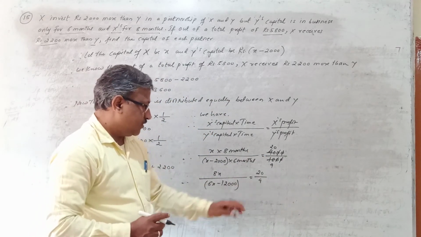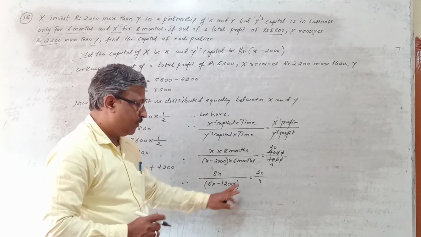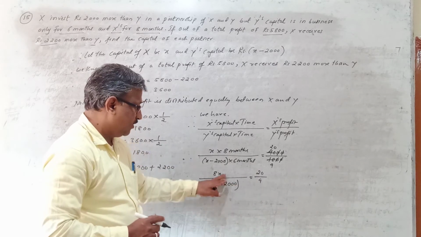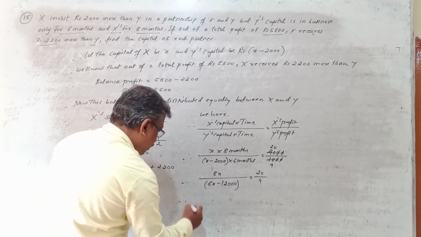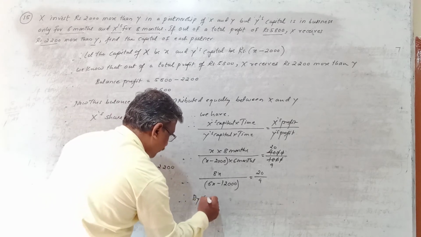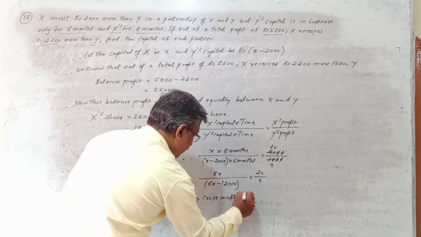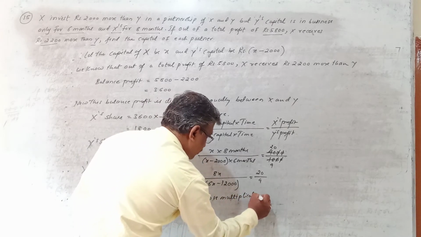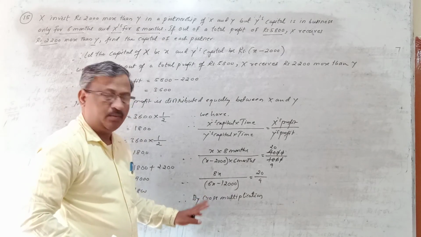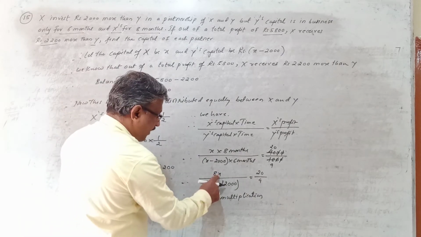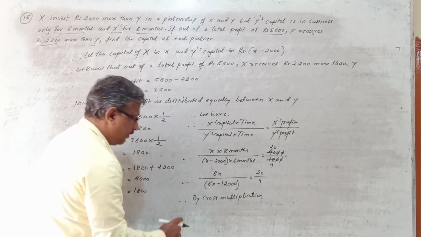So this is equal to this. Now you have to simplify. For that, you can do the cross multiplication, because this is not exactly divisible and this also I cannot divide, but I can do the cross multiplication. So here you write, therefore by cross multiplication. What do you have to do? 8x you have to multiply by 9, and 6x minus 12,000 you have to multiply by 20.